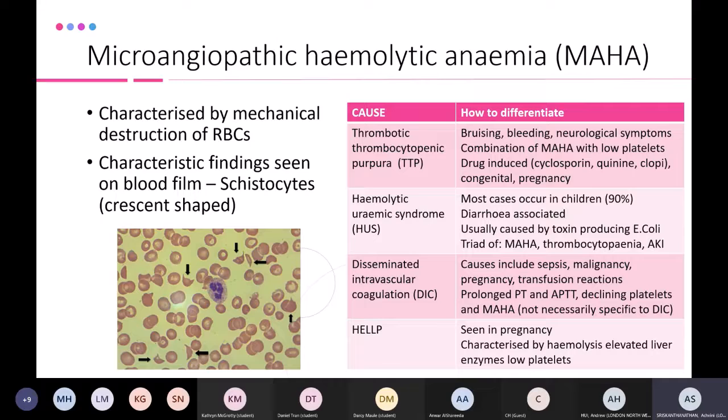And just going back to your hemolytic uremic syndrome, it usually occurs in children, about 90% of it, and it's usually diarrhea associated.